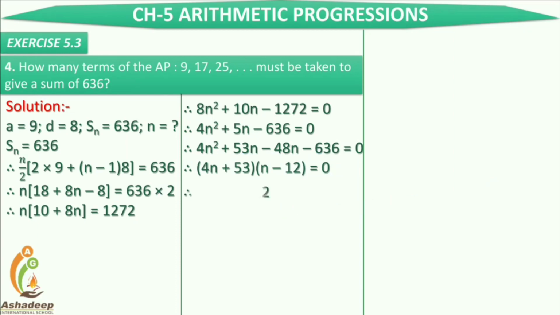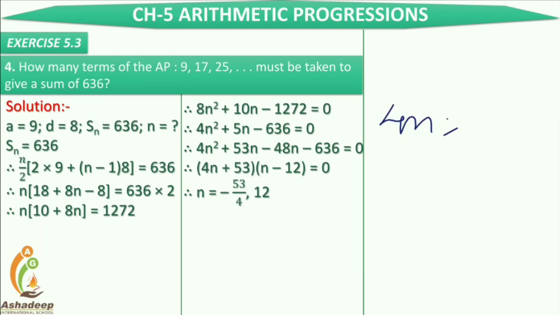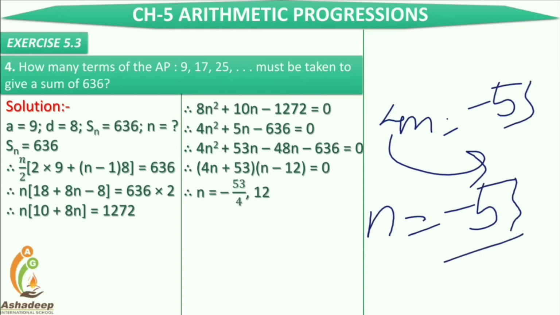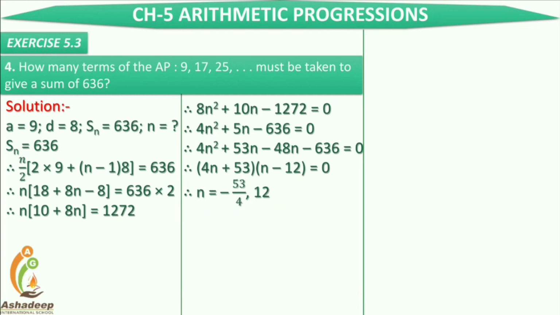Now let's move ahead. Here we need to compare this 4n plus 53 with 0. If 53 goes to the other side, it becomes minus, so 4n is equal to minus 53, and this 4 from the numerator goes into the denominator, so n is minus 53 upon 4. And here n minus 12 is equal to 0. If minus 12 goes to the other side, n is equal to 12, right? Now n is equal to 12 because n is always a natural number, so 53 by 4 is not a natural number, so we cannot consider this, right?